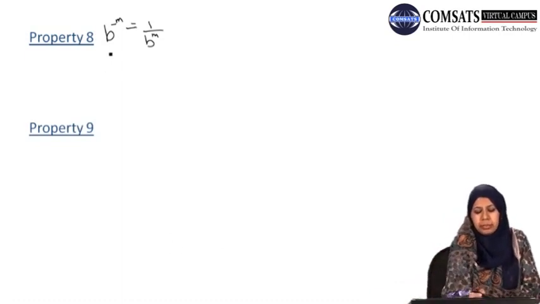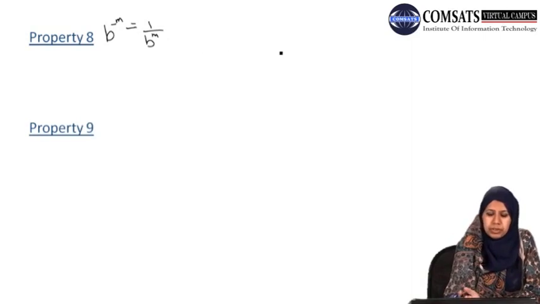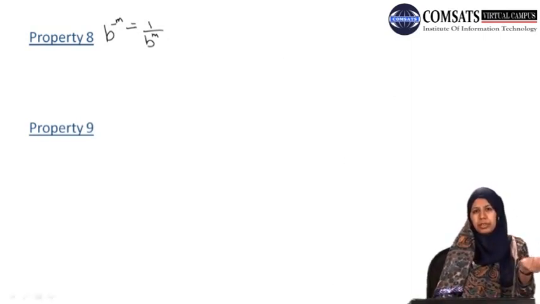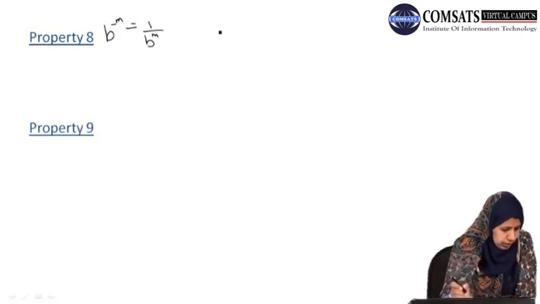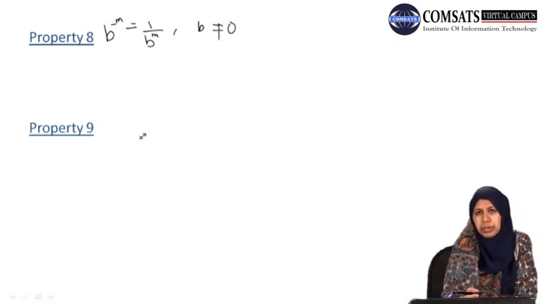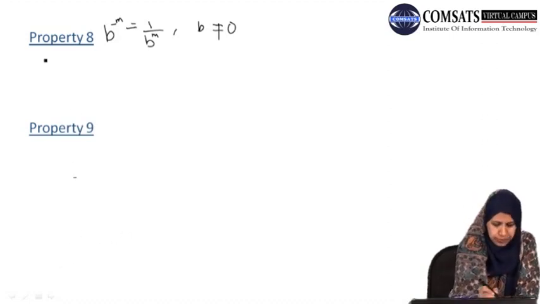So any positive number with a negative power is nothing but 1 over the number with the positive power. So if we have a number with a negative power, we can simply write it as 1 over the number, and the power becomes positive. With some condition that the number should be different from 0, because if b is equal to 0, then division by 0 is not allowed.